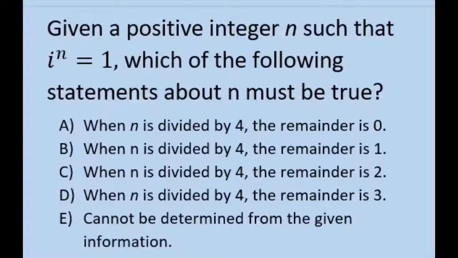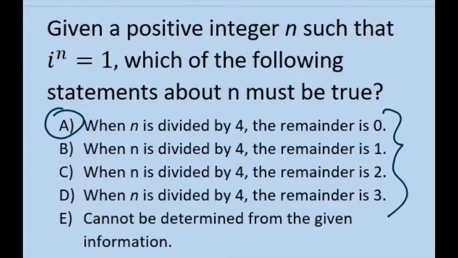Hi everyone. Given a positive integer n such that i to the n equals 1, which of the following statements about n must be true? I'm going to go ahead and give you the answer to this now, and then I'm going to talk about what all this means. So the answer is A. When n is divided by 4, the remainder is 0.